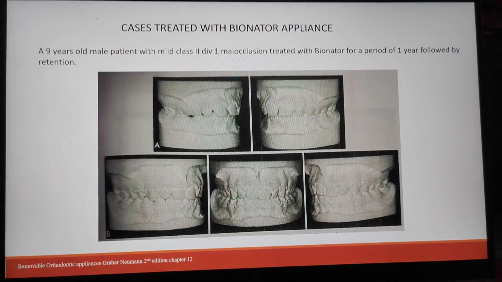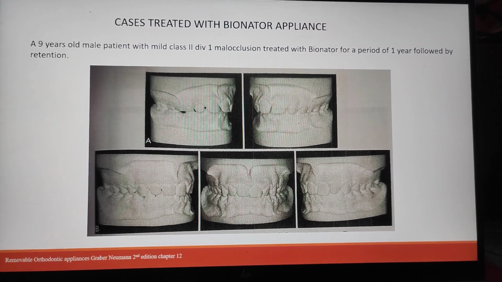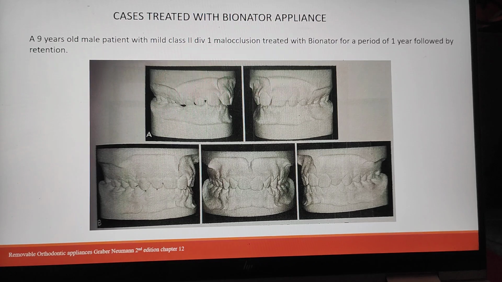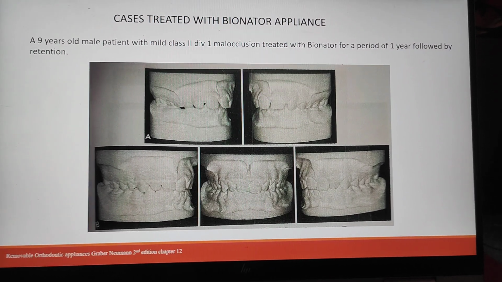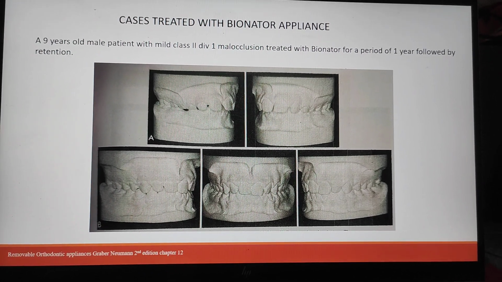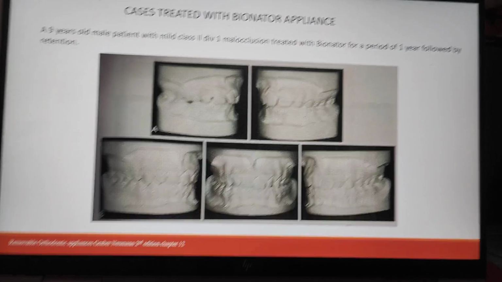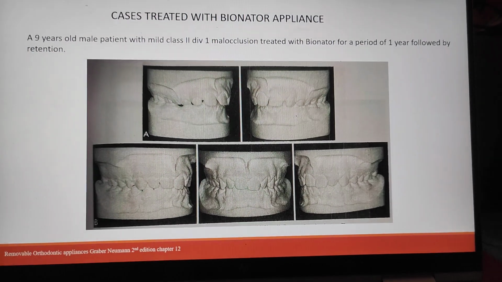Now we'll discuss some of the cases treated with the bionator appliance. The first one is a 9-year-old male patient with a mild class 2 division 1, treated with bionator for a period of 1 year followed by retention. The final cast is shown as the last image, showing the correction of the class 2 division 1 malocclusion.